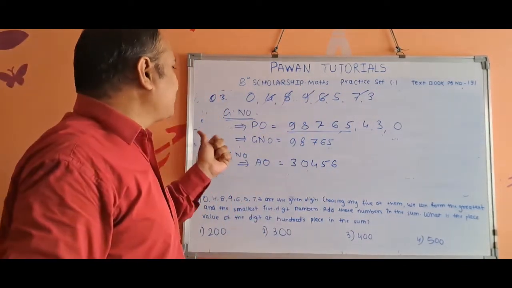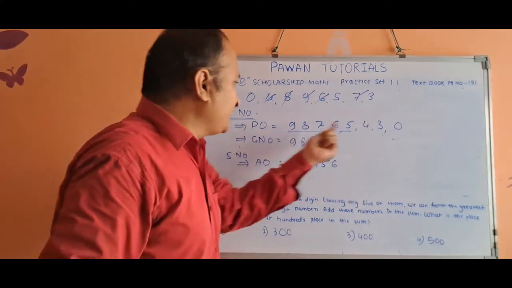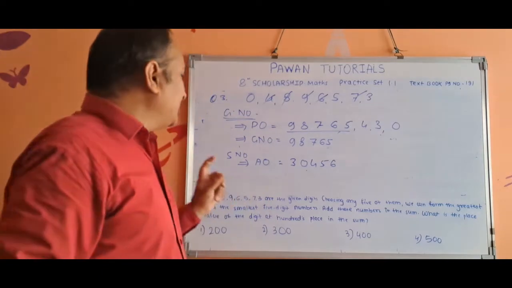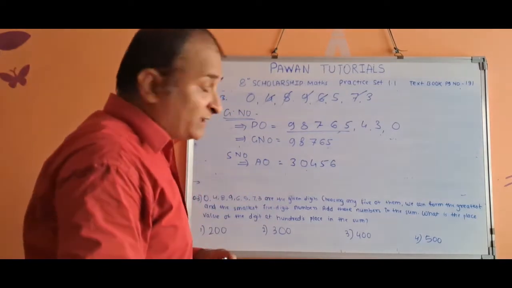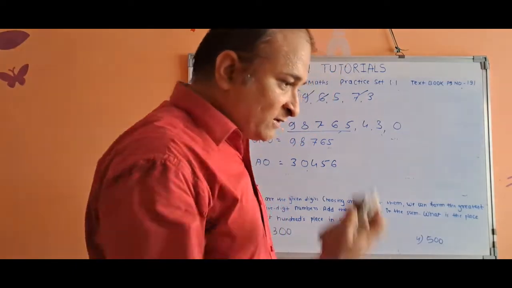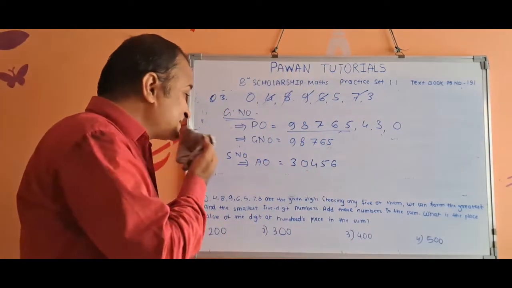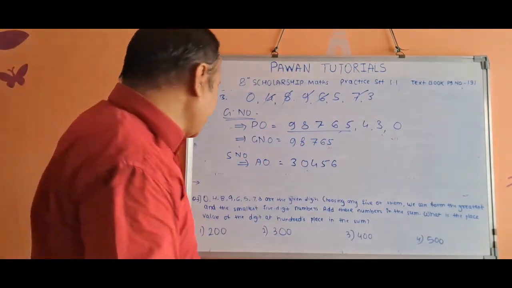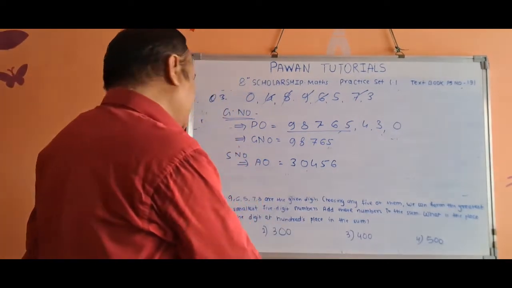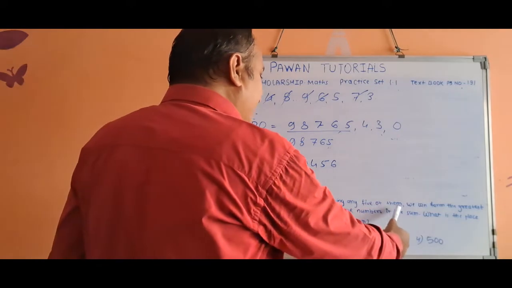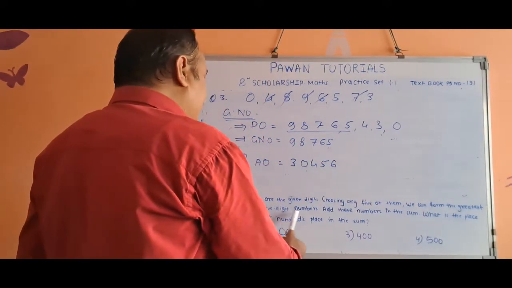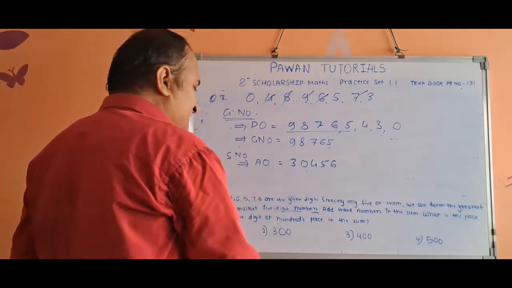So the greatest 5 digit number from the given set of digits is 98,765 and the smallest number is 30,456. Yes or no, students? Now what have they asked us? Yes, they have asked us to find the sum. Which sum? Look at this. Choosing any 5 of them, we can form the greatest and the smallest 5 digit numbers. Yeah, this step is over.